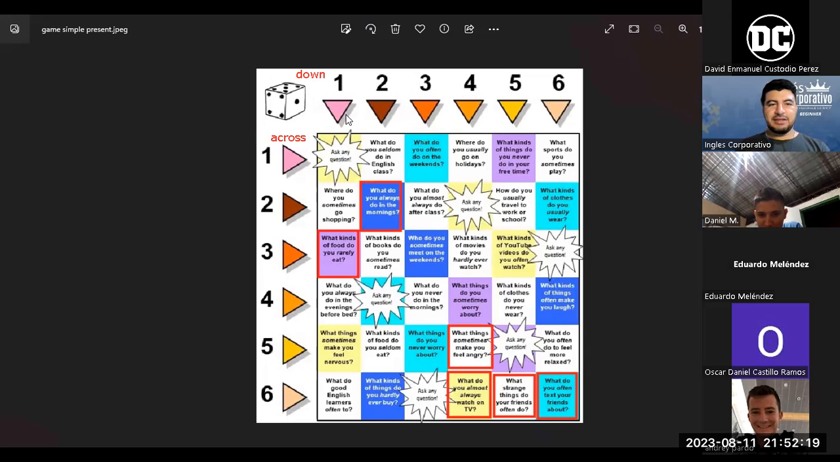Okay, Maritza, here we have some others. For example, here we have Eduardo. I guess just Eduardo and David. Vamos a seleccionar uno entre ellos dos. Okay. Eduardo, please, what number? Down and across. Down number one, across number five. What things sometimes make you feel nervous?